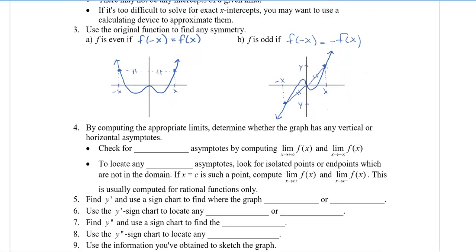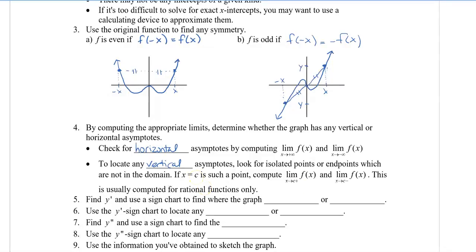All right, so number 4. By computing the appropriate limits, we're going to determine whether the graph has any vertical or horizontal asymptotes. So remember, we check for horizontal asymptotes by computing the limit of the function as x approaches positive and negative infinity. We locate any vertical asymptotes by looking at isolated points or endpoints which are not in the domain. Sorry, that's what a vertical asymptote is.